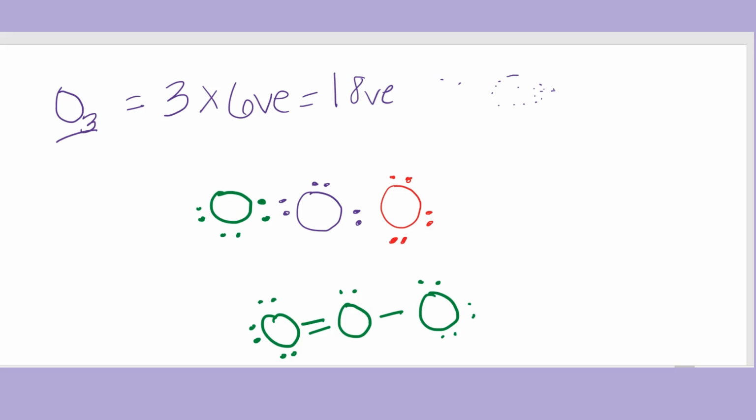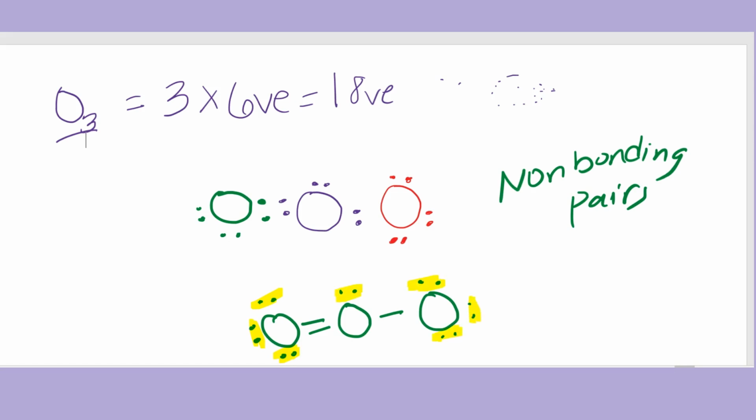Then if I ask you how many non-bonding pairs of electrons, that means they're not attached to anything. I'm going to highlight them in yellow so you can see. You've got 1, 2, 3, 4, 5, 6, and 7 non-bonding pairs of electrons.